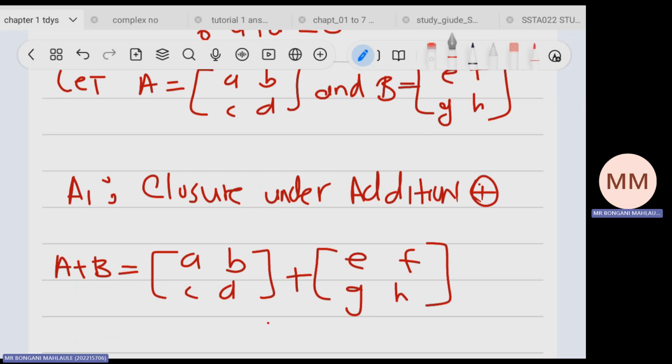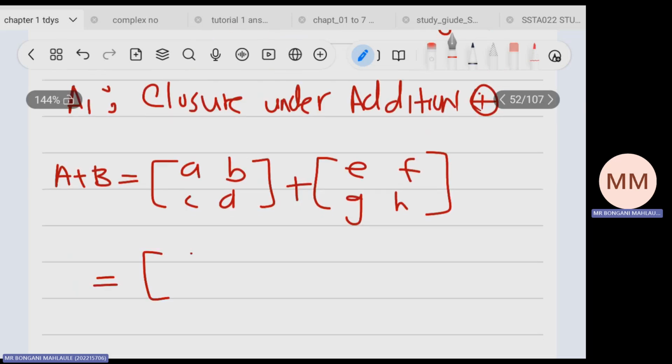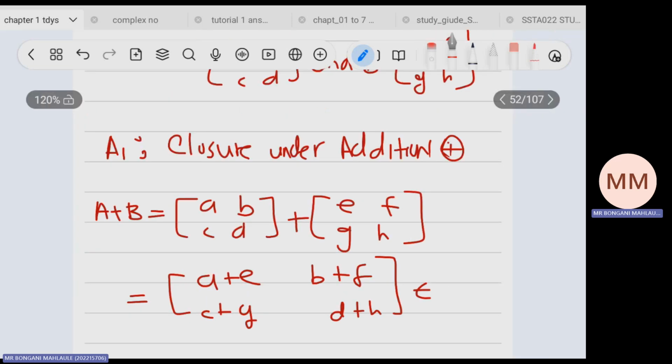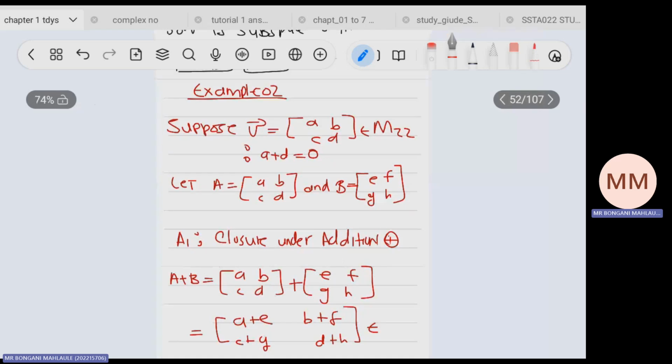So you'll be having something like that. Then this will give us a plus e, b plus f, c plus g, d plus h. So on this step, this is still an element of what? Of M2 by 2 matrix.